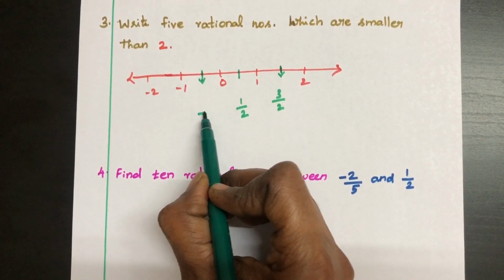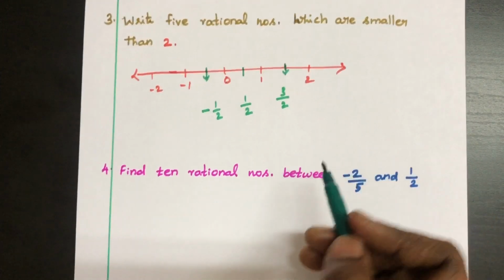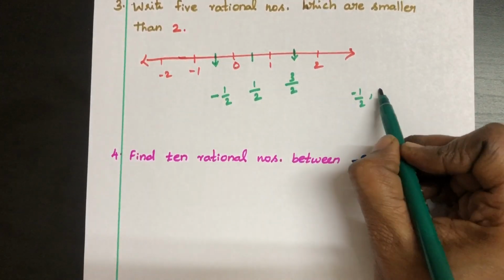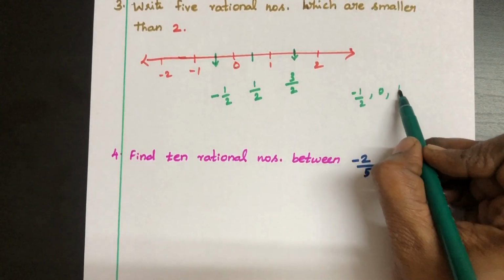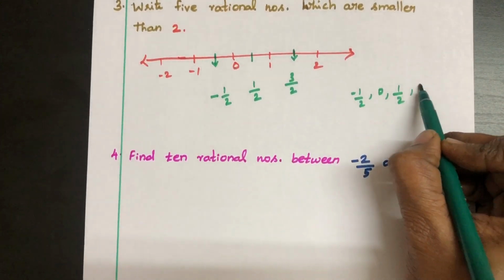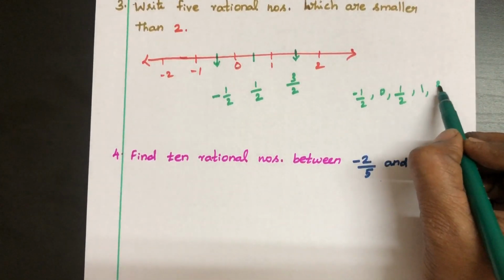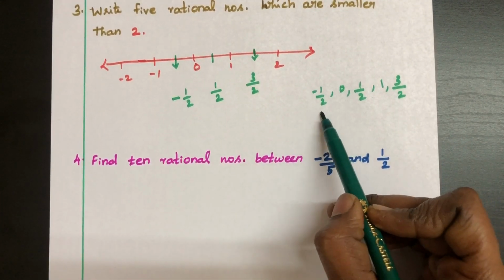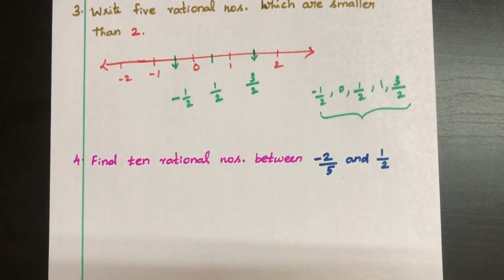That means minus 1 by 2. So what numbers can we take? Minus 1 by 2, comma 0, comma 1 by 2, comma 1, comma 3 by 2. There are so many rational numbers which are less than 2, but we have taken these as an example.